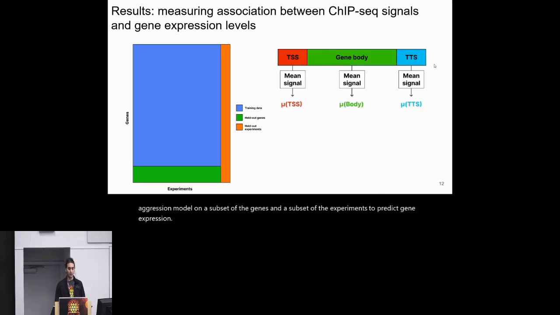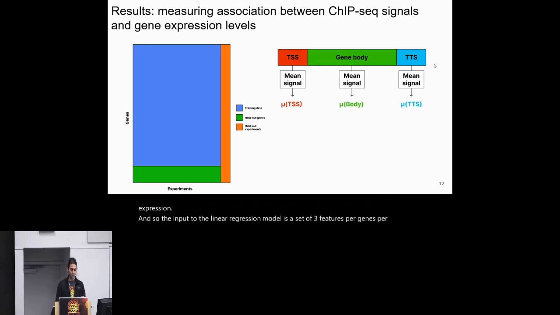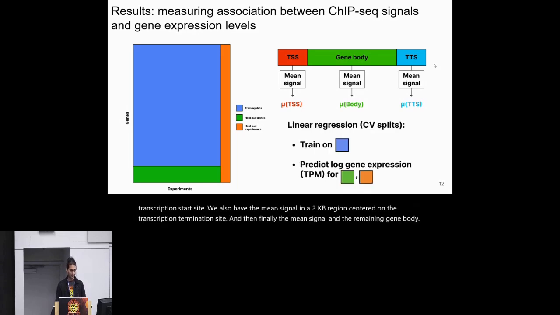And so the input to the linear regression model is a set of 3 features per gene per experiment. The first feature is the mean signal in a 2 kb region centered on the transcription start site. We also have the mean signal in a 2 kb region centered on the transcription termination site. And then finally, the mean signal in the remaining gene body. We take these 3 features per gene per experiment, and we train a linear regression model on the blue region, and then do 2 separate evaluations on the green and orange regions. And we repeat this in cross-validation splits.